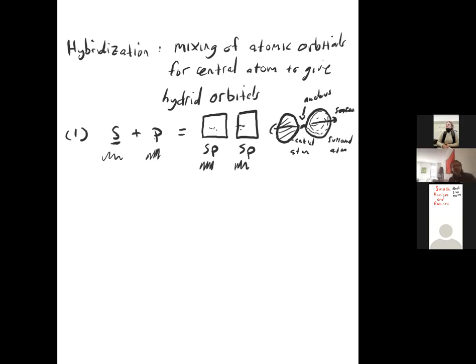Okay, so this is called sp hybridization, and those are called sp orbitals. So each of these new orbitals is called sp, and there are 2 of them. The next is what happens when you take the s orbital and you mix it with 2 of the p orbitals. 2 of them. So what are we going to call that? We call that sp2.